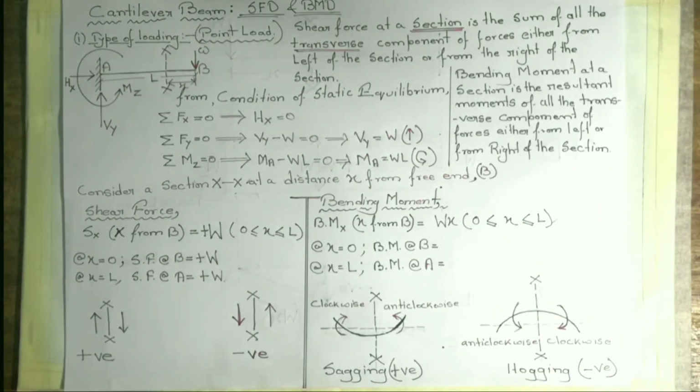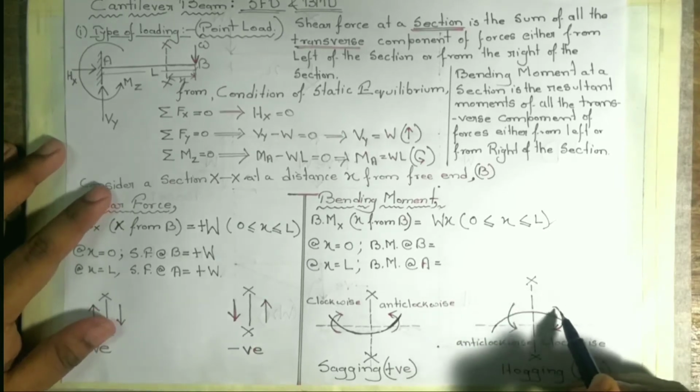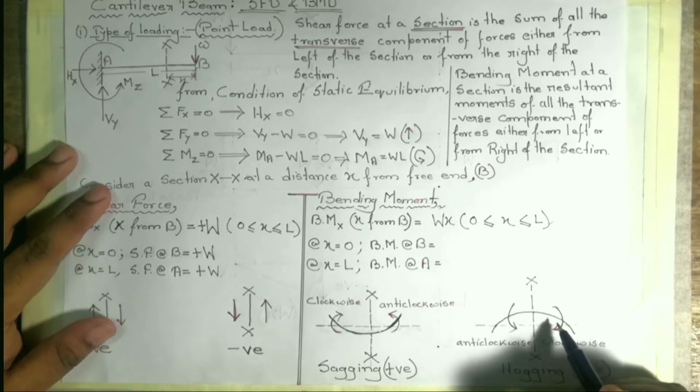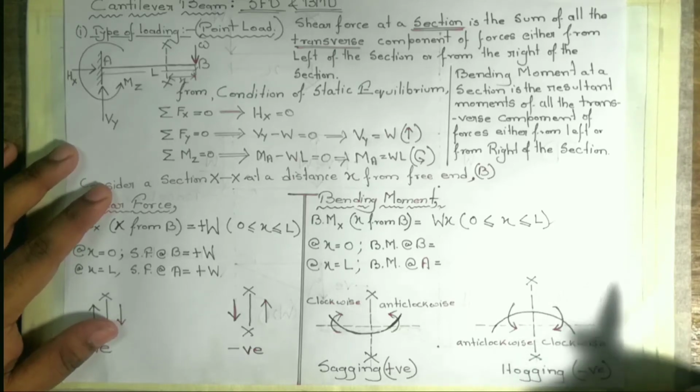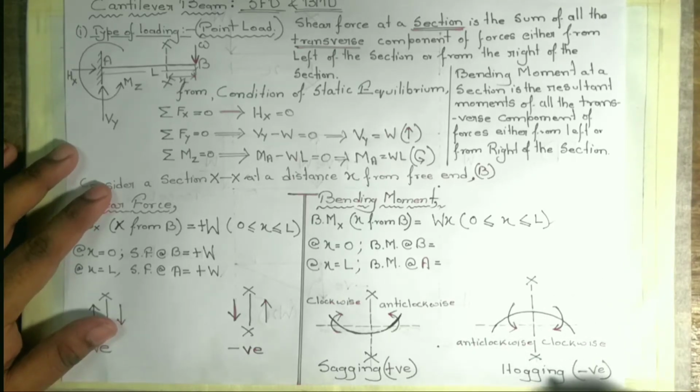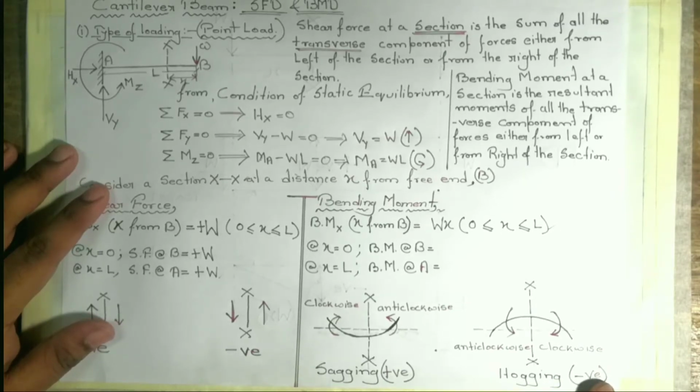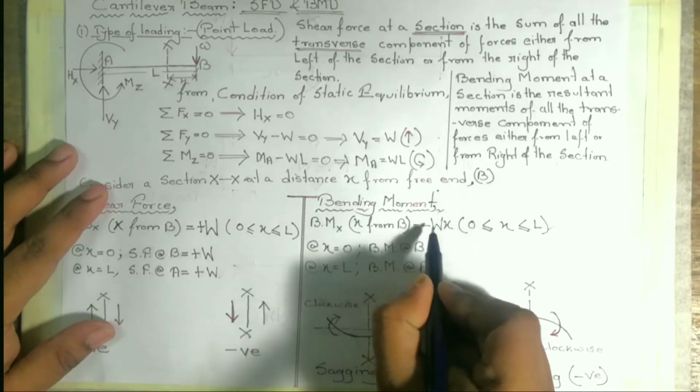So from the sign convention, if we see that the moment is acting in such a way that it produces clockwise moment on the right hand side of the beam, it will produce a hogging bending moment. So it is negative. So the sign will be negative.